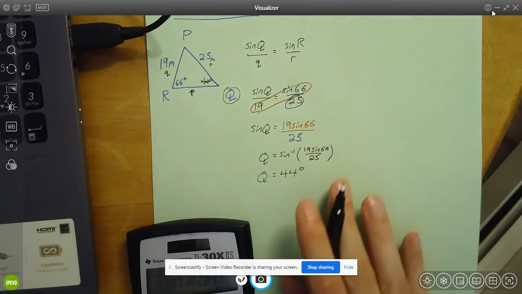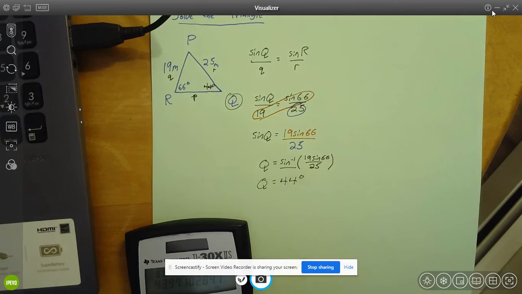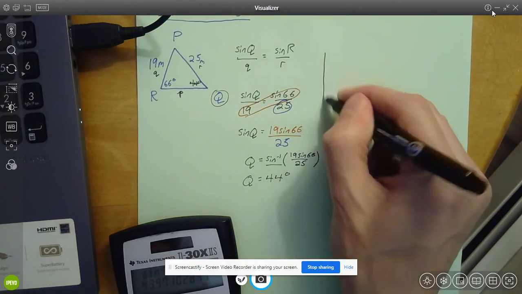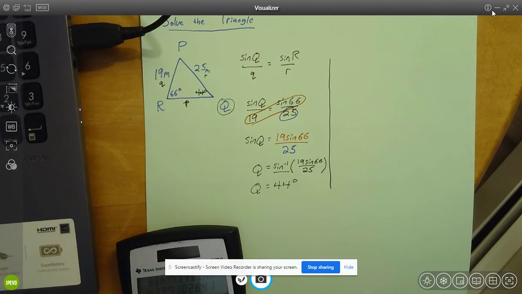So we can also use this sine law to solve for angles. Again, anytime we're solving for an angle, we'll be using our inverse trig function. So I found angle Q. Now, I could also find angle P.